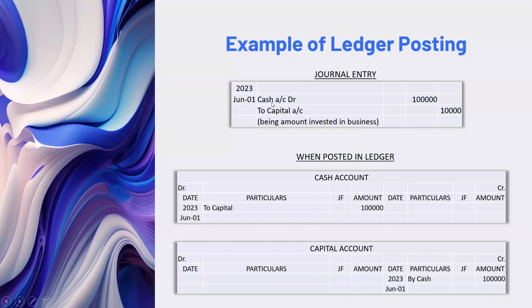So capital is completely taken as a debtor, but it is posted as cash account. In the cash account, in the debtor column, the capital is mentioned here, and in the capital account, in the creditor column, cash is mentioned here. Okay, clear?